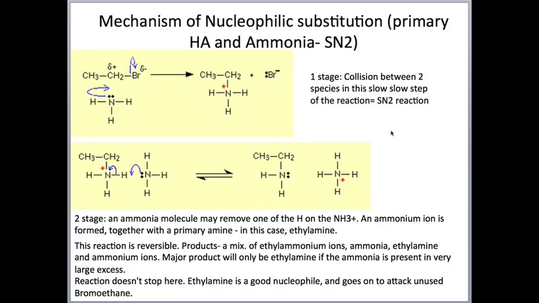In the second stage, the ammonia molecule may remove one of the hydrogens on the NH3+. The ammonium ion is formed together with the primary amine. This reaction is reversible, so the products will be a mixture of ethylammonium ions, ammonia, ethylamine and ammonium ions. The major product will only be ethylamine if the ammonia is present in very large excess. So as we know from before, the reaction doesn't stop there. The ethylamine is a good nucleophile and goes on to attack the unused bromoethane.